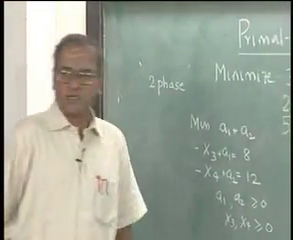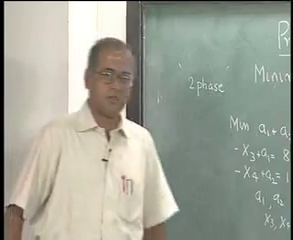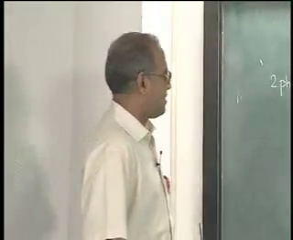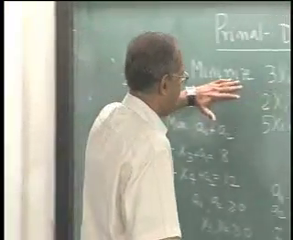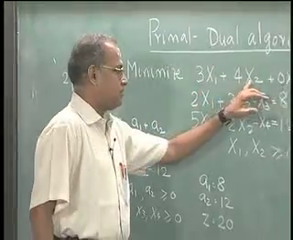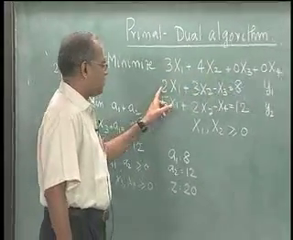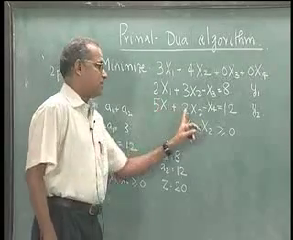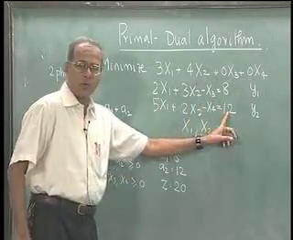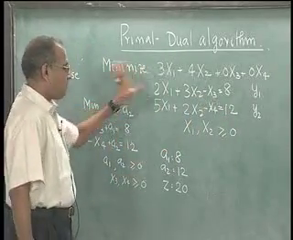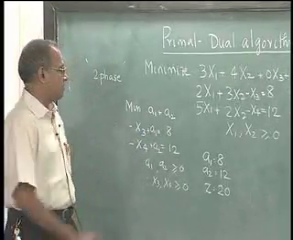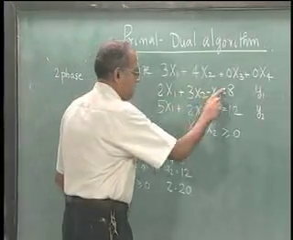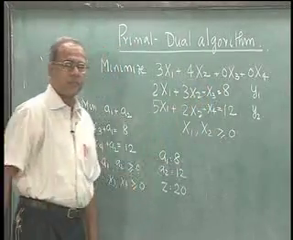We continue the discussion on the Primal-Dual algorithm. In the last lecture, we were solving this problem: minimize 3x1 plus 4x2 subject to 2x1 plus 3x2 greater than or equal to 8, 5x1 plus 2x2 greater than or equal to 12. So, the standard problem is a minimization problem with all greater than or equal to constraints.